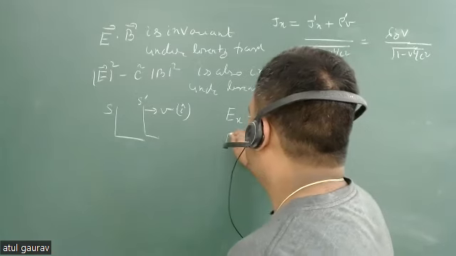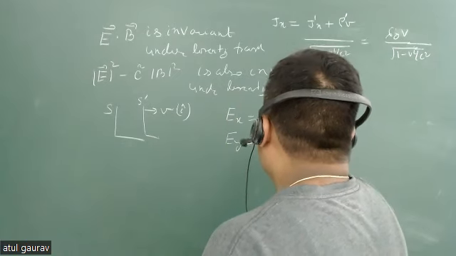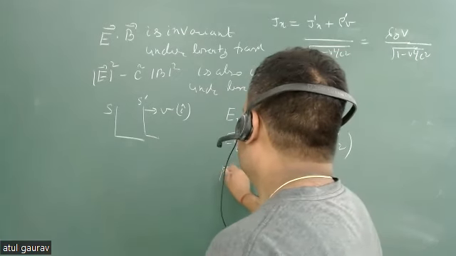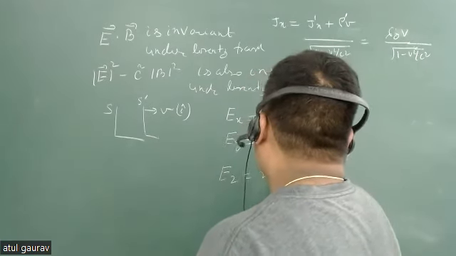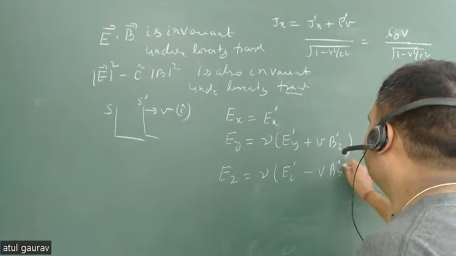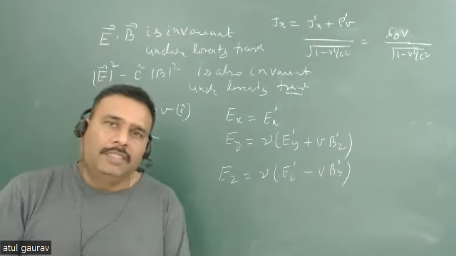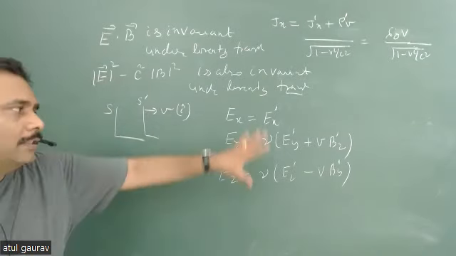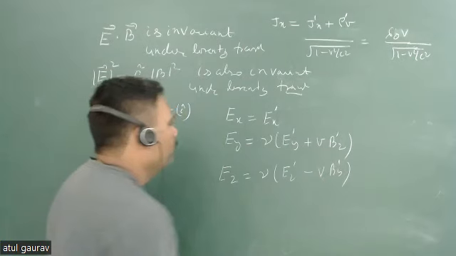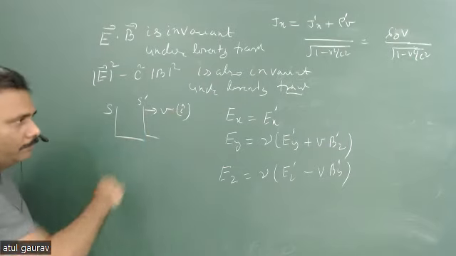Ex is equal to Ex dash, and Ey is equal to gamma times (Ey dash plus V Bz dash). And you have Ez equal to gamma times (Ez dash minus V By dash). And obviously you have this cross product term, E cross B is some K vector, and it will also fulfill all this. So why is this type of equation coming there? And similarly, you have the transformation of the magnetic field. So I am using this space.